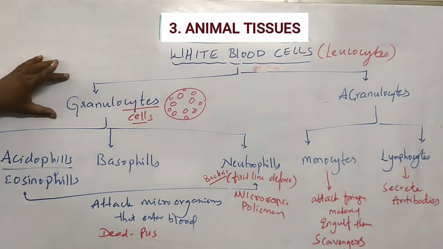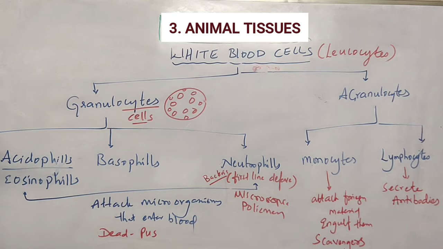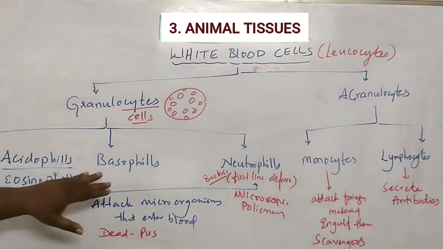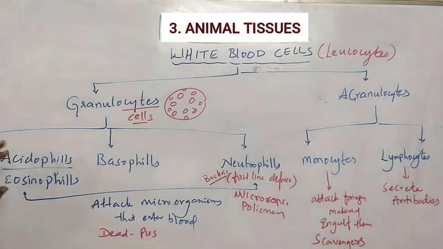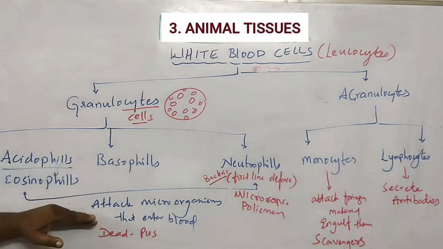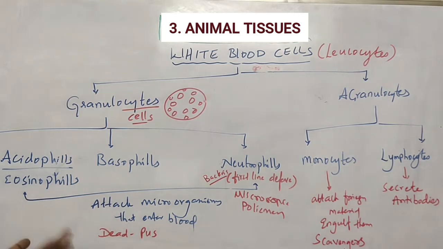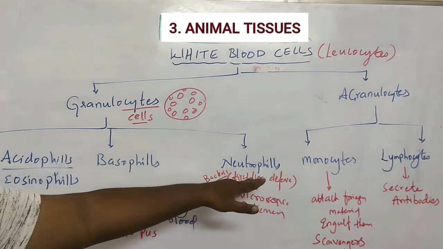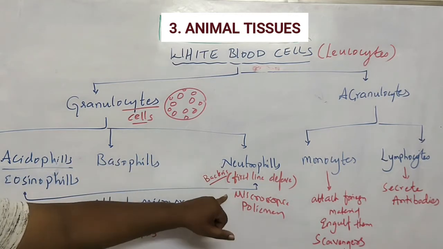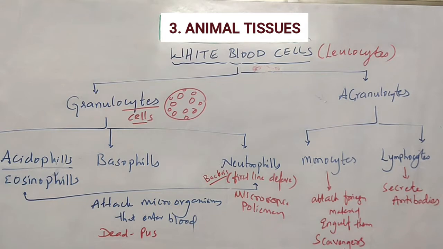So granulocytes have three different kinds of cells: eosinophils, basophils and neutrophils. They attack the microorganisms which enter the blood. Dead WBC will be removed as pus. And especially the neutrophils act as a first line defense against the bacteria. They are also called the microscopic policemen.